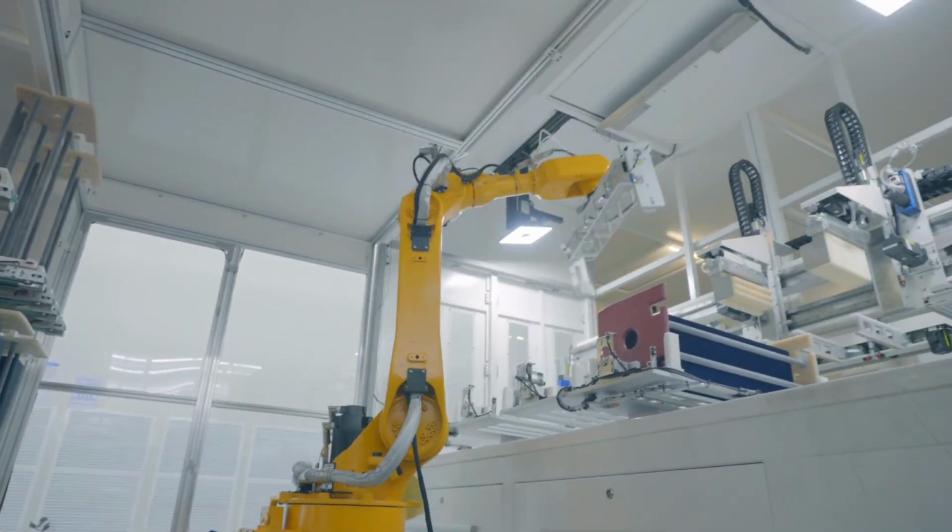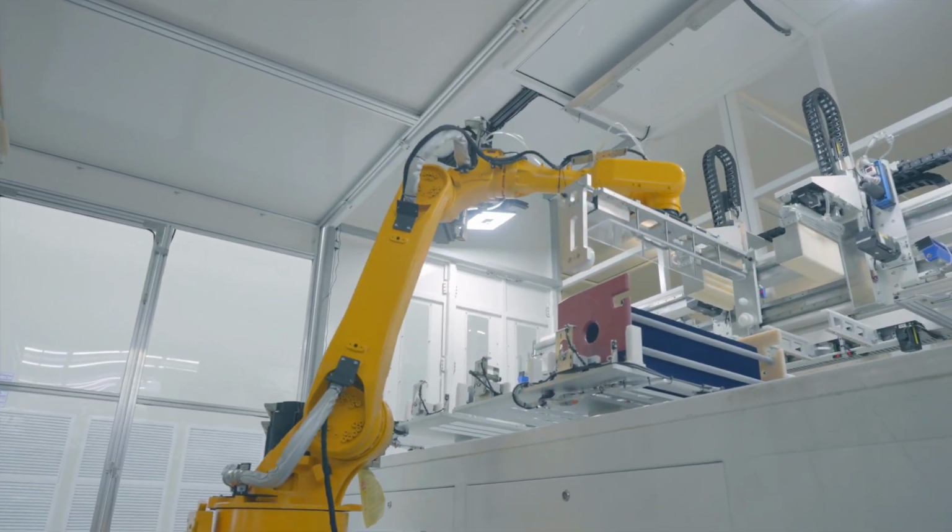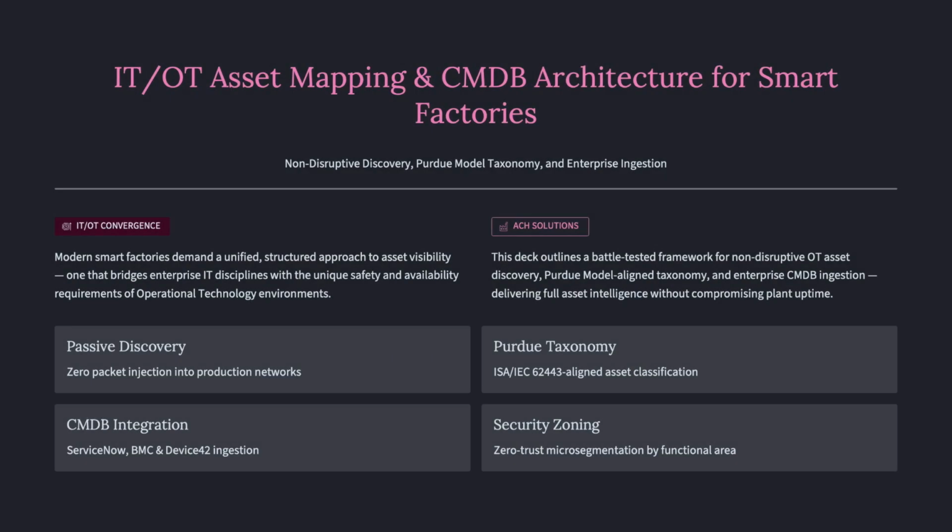Modern smart factories demand complete real-time visibility into their operational technology assets. Yet most manufacturing facilities struggle with fragmented inventories, manual spreadsheets, or active IT scanning tools that risk crashing legacy plant equipment. Welcome to CyberWise Tech, and in this briefing, we break down a battle-tested architecture for non-disruptive OT asset discovery, Purdue Model taxonomy, and enterprise CMDB ingestion, delivering complete asset intelligence without risking plant uptime.